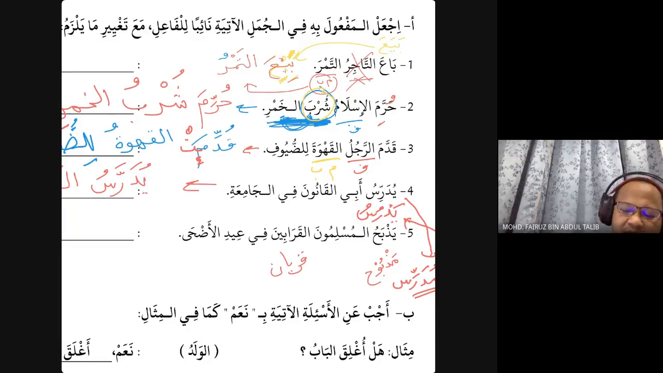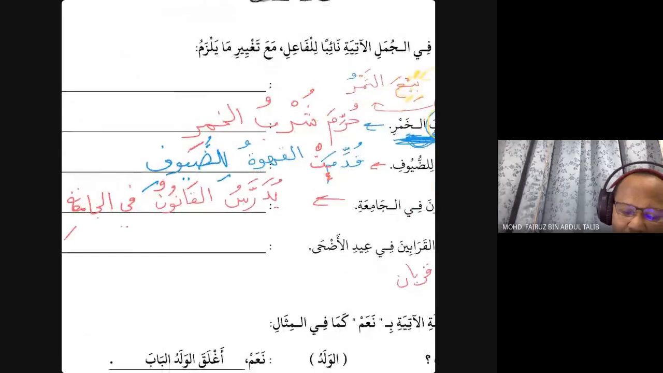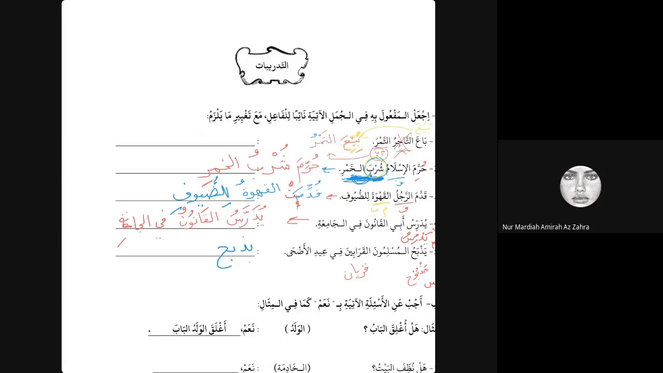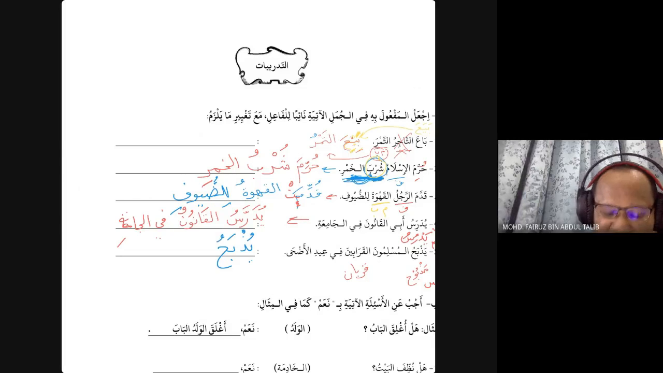Change from yazbahu to mabni lil majhul. What is the fi'il now for mabni lil majhul? This is fi'il mudari. How do you read the word now? Yazbahu becomes yuzbahu. Okay, that is the first step. Change to mabni lil majhul, yuzbahu. What is being slaughtered?